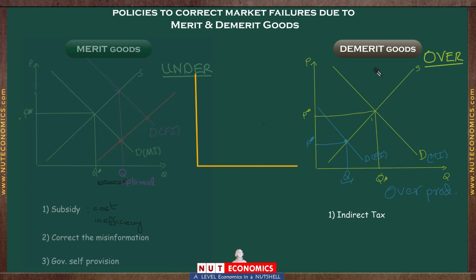Now if you think of this example of cigarettes as a demerit good, and then think of this policy of putting an indirect tax. Now, economists have been telling the government for a long time that, look, using indirect tax to lower the equilibrium quantity of a demerit good like cigarettes, it's not a good policy. And the reason lies in the technical details that we know about indirect tax.